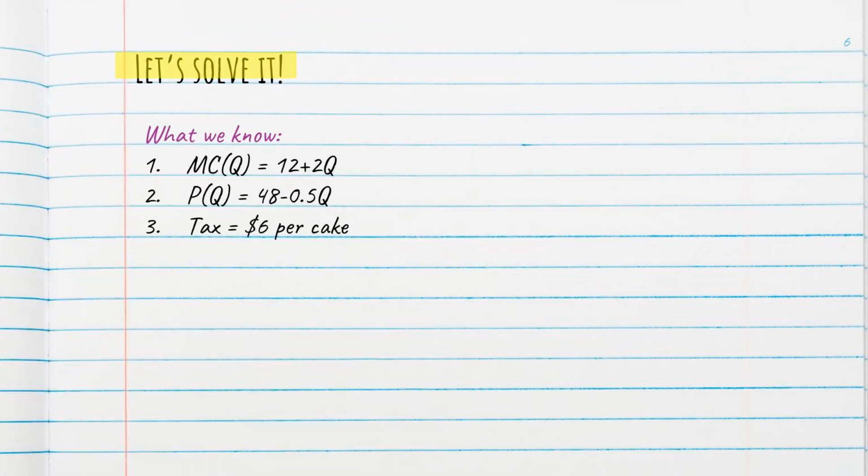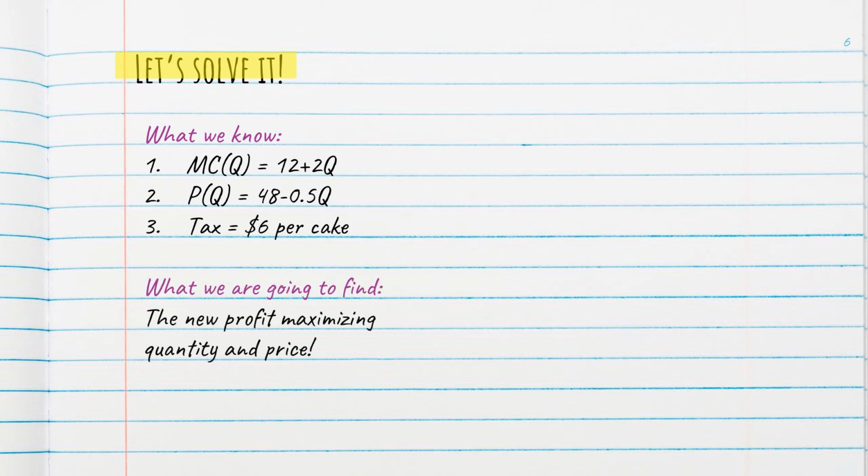Let's solve this question. So here's what we know: the marginal cost, the inverse demand, and the size of the tax. And the first thing we're going to find is the new profit maximizing quantity and price. Step one is to update that marginal cost curve to reflect the tax. How exactly do we do that? Well, it turns out that the marginal cost under the tax is going to be equal to the original marginal cost curve plus the tax. Now, this is only true because we have a per unit tax. That's the only kind of tax we work with in this class.